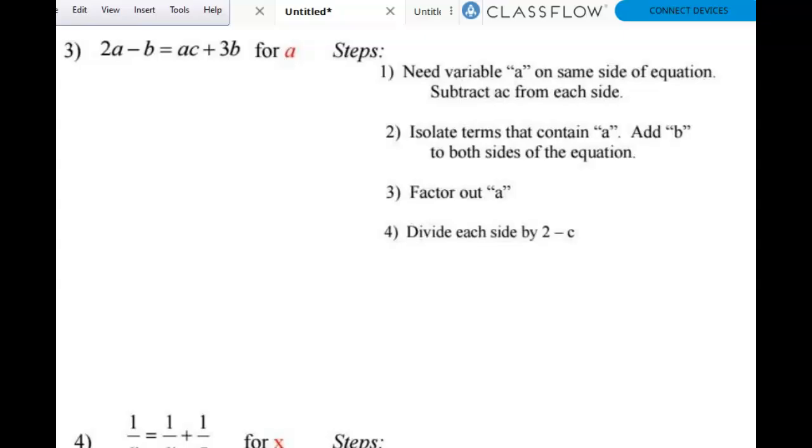Okay. Look at the next one. What am I solving for? I'm solving for A. Look at the equation. And what makes it an equation again? The equal sign. So I want to solve for A, but if I look at the equation, there's an A on both sides, isn't there? You got to have the A on one side. So can I start? I'm going to subtract AC.